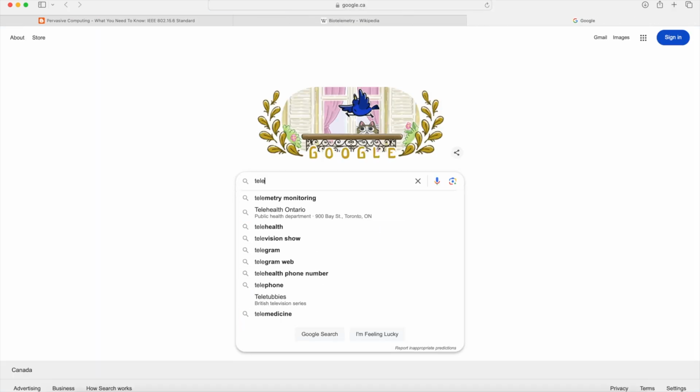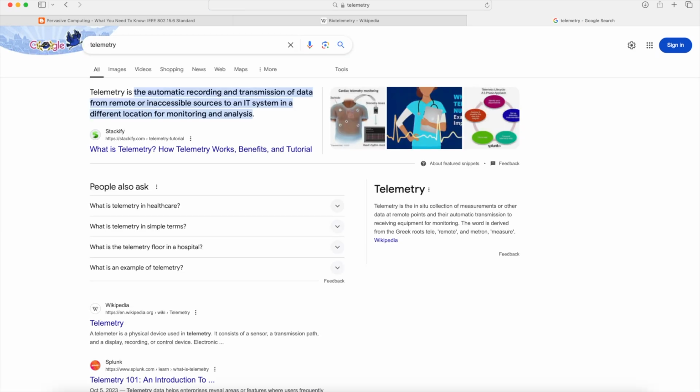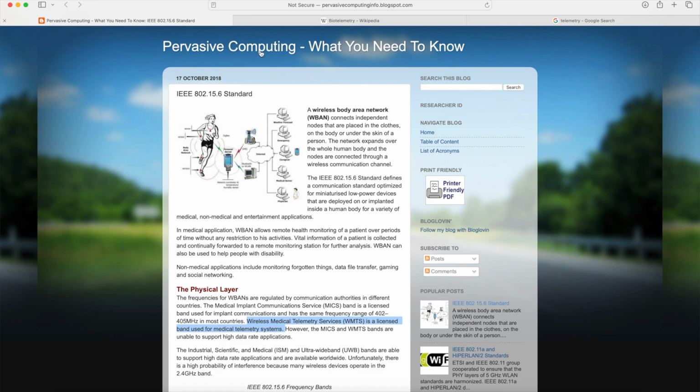We're going to Google telemetry. Telemetry is the automatic recording and transmission of data from remote or inaccessible sources to an IT system in a different location for monitoring and analysis. So if you're a biomedical engineer, or you're talking about biomedical engineering with synthetic biology, you are talking about routing through the body with computer networking. Now back to the pervasive computing article.